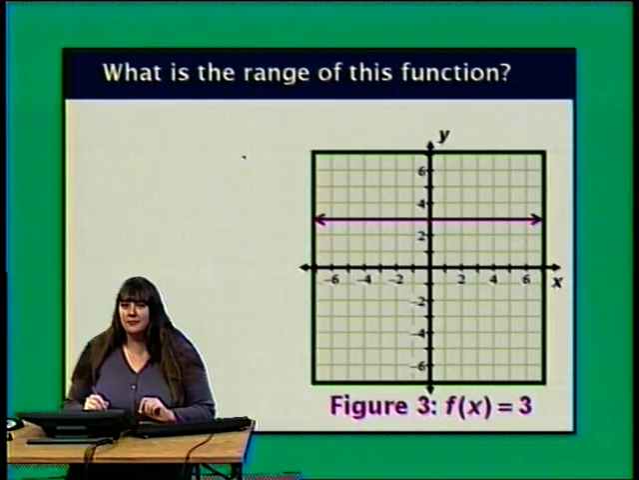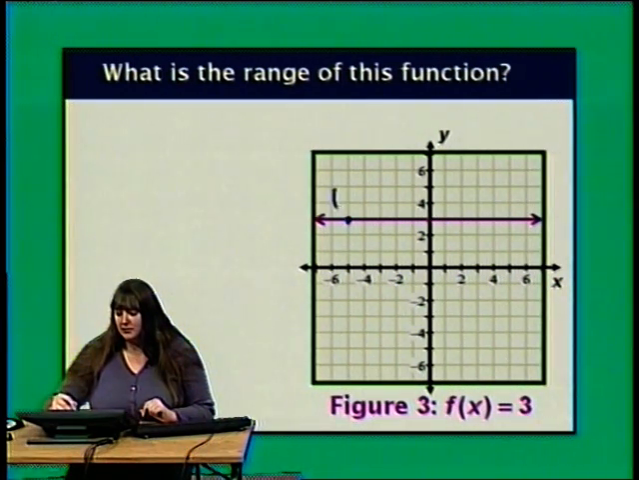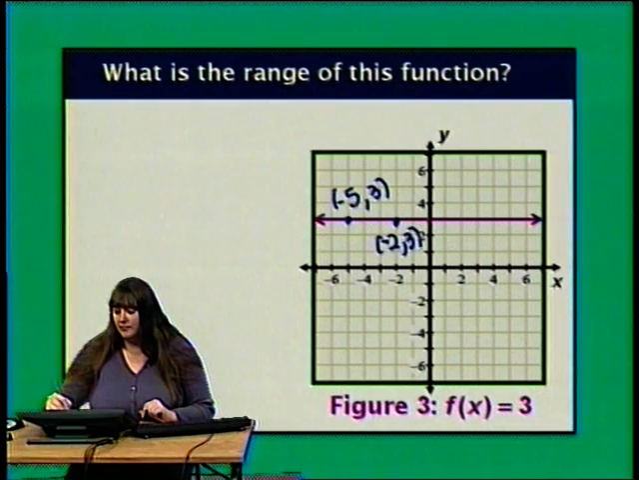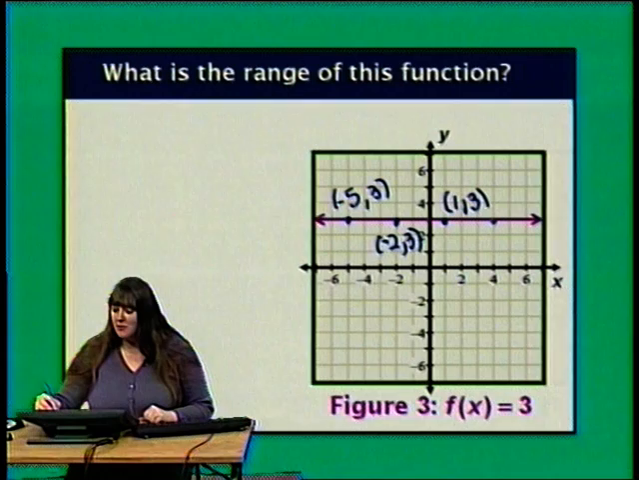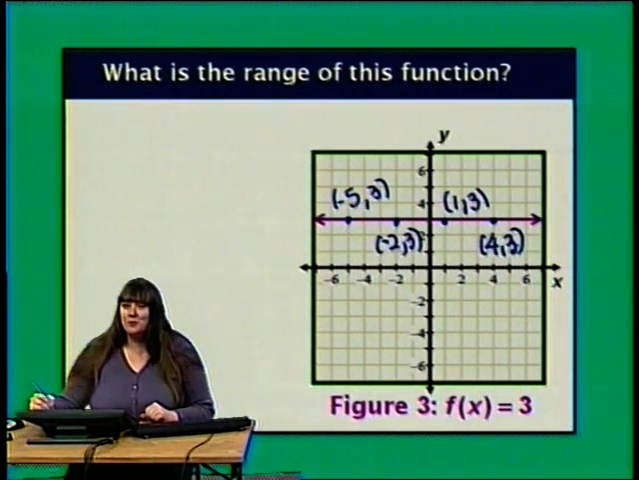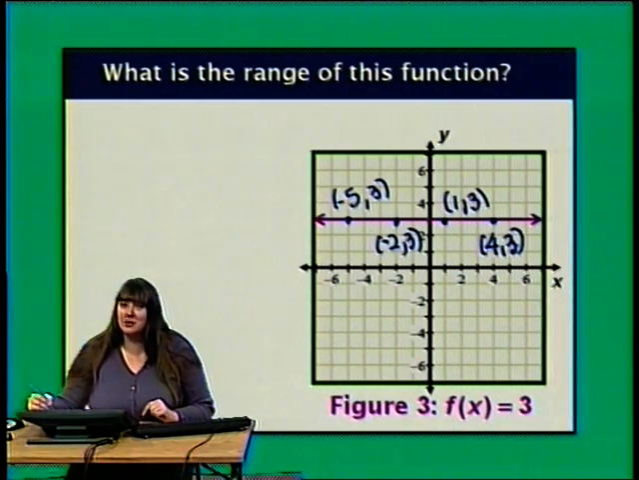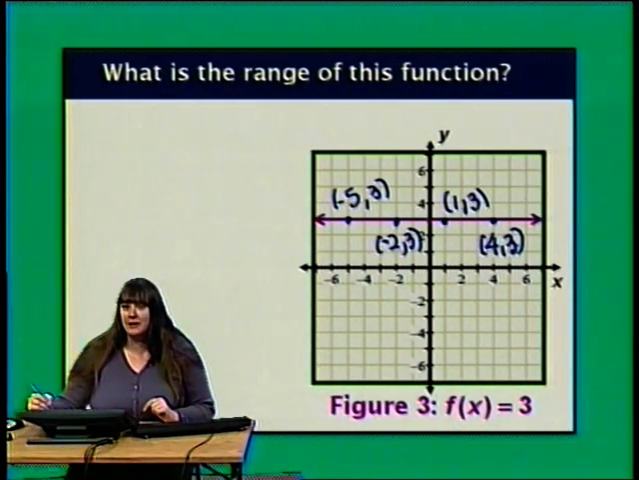What about the range? Well, this one's a little bit trickier than our last example. Let's think about some of the points on this graph. For instance, we have the point (-5, 3). We have the point (-2, 3). We have the point (1, 3). And we have the point (4, 3). In fact, it doesn't matter what I choose as my x value to input into this function, my output is always 3. My output tells me about the range. The only possible y value that I get is 3.